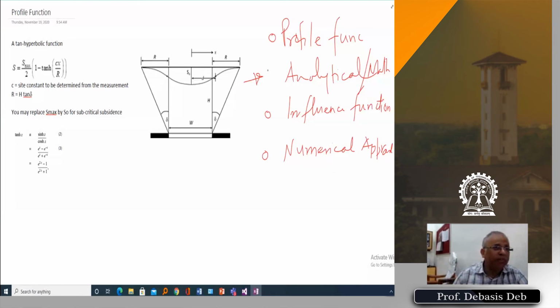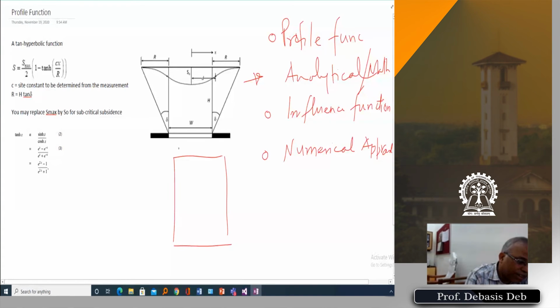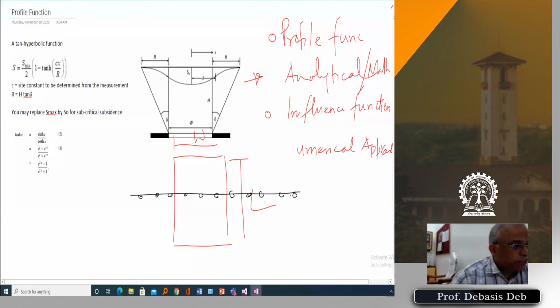This is the starting point. Now, how we do, let me tell you. Let's say this is the panel, this is the panel width, and this is the panel length. Then what we do is we put some measurement points.